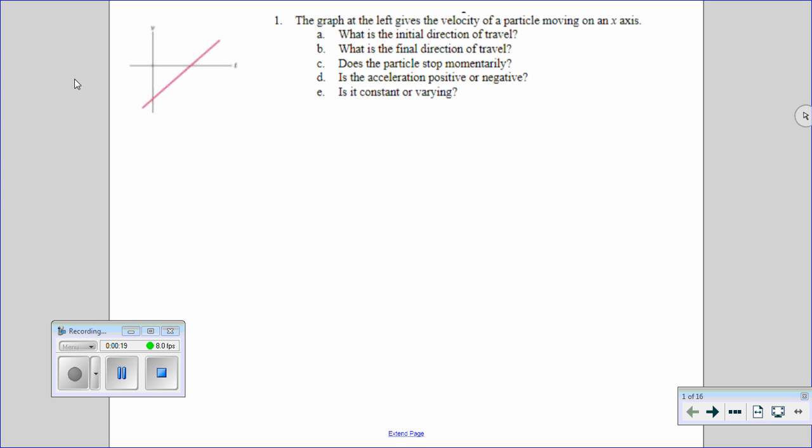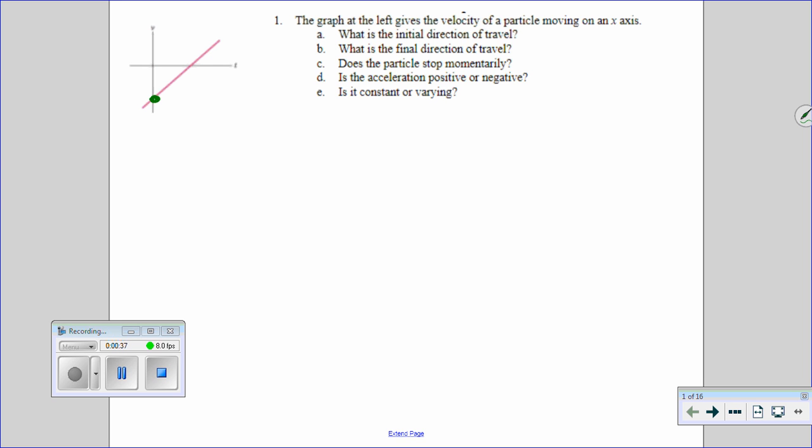Remember, you guys, for a velocity time graph, the direction of travel is indicated by whether the velocity is positive or negative. In this problem, at time 0, my velocity is negative, which means you're moving in a negative direction. Good? All right. The next one says, what's the final direction of travel?